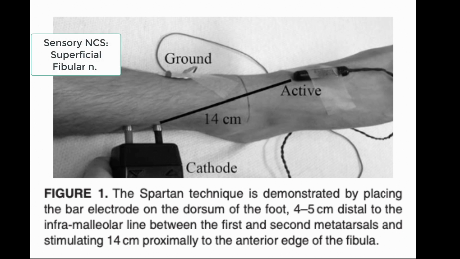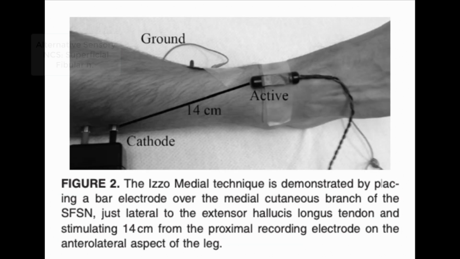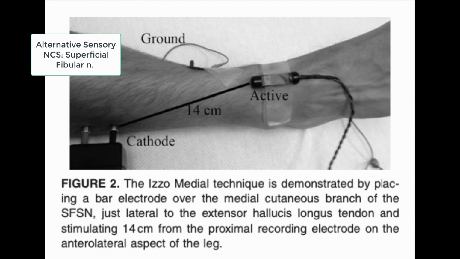The Spartan technique is depicted here. The bar electrode is placed between the first and second metatarsals, 4 to 5 centimeters distal to the inframalleolar line. The stimulator is placed 14 centimeters proximally along the anterior edge of the fibula. The ISO medial technique is slightly different from the Spartan technique. The bar electrode is placed between the malleoli on the dorsum of the foot, just lateral to the extensor hallucis longus tendon. The stimulator is again placed 14 centimeters proximal from the recording electrode along the anterolateral aspect of the leg.